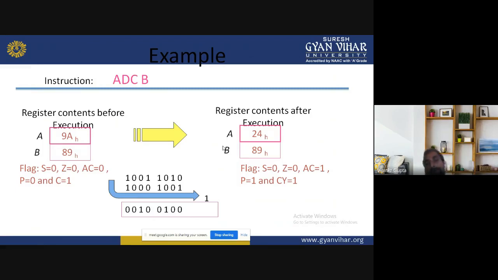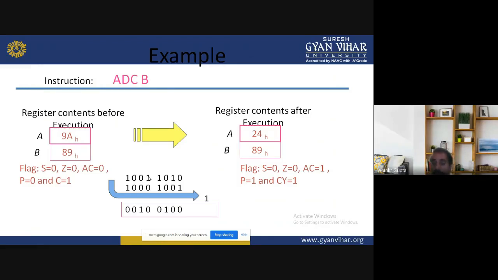Now we will check the flag register. What is the status of the flags? Sign flag: we are doing positive number addition, so the sign flag is 0. Zero flag: when all the values are 0. In this example, no, it has some 1s. So the zero flag is 0. Auxiliary carry: the D3 bit generates a carry to the D4 bit. So the auxiliary carry flag is 1.